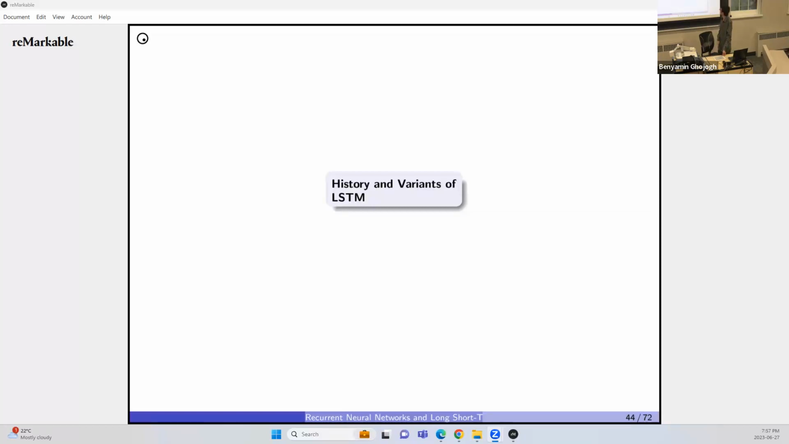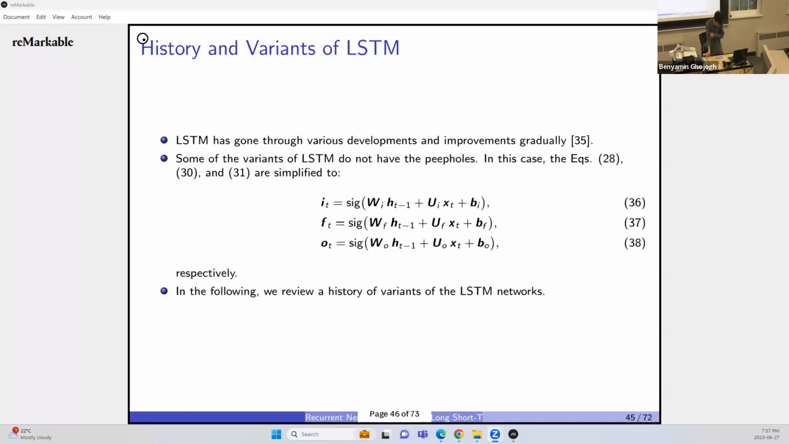Okay, history and variants of LSTM. LSTM has gone through various developments and improvements gradually. For the history of LSTM, you can see reference 35. That's a very good paper. Some of the variants of LSTM do not have peepholes. In those, the equations of the gates are simplified in this way. You see them a lot in the literature: IT, FT, and OT. So we don't have any peephole terms.